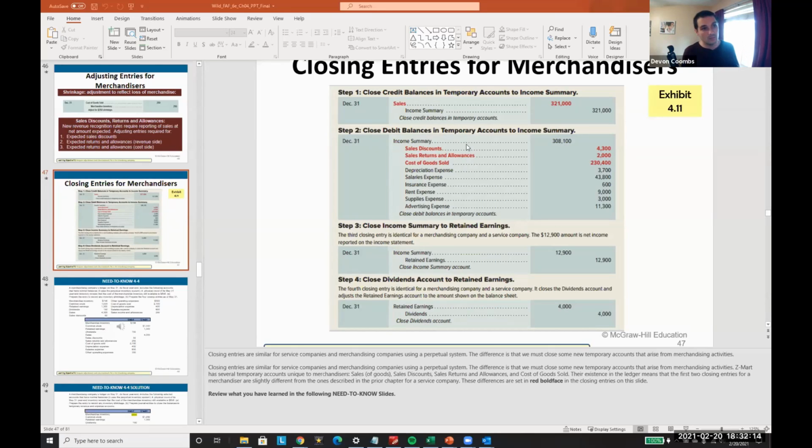And so remember, these two are contra revenue accounts, and the cost of goods sold is a cost account. So since they have debit normal balances, they're going to ultimately decrease net income. And so they're going to be a debit balance to the income summary account. And then just remember that income summary ultimately gets closed to retained earnings, and that retained earnings will be reduced by dividends.